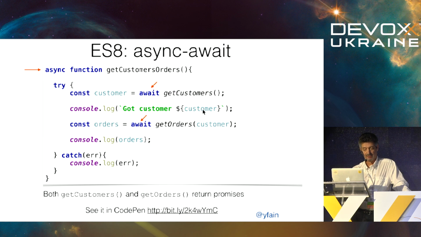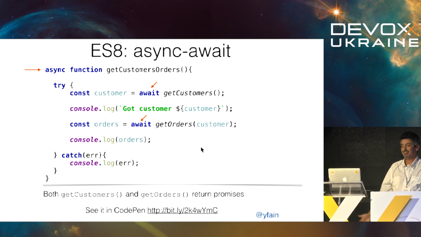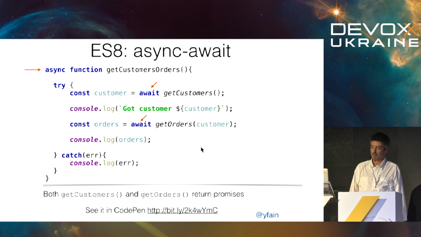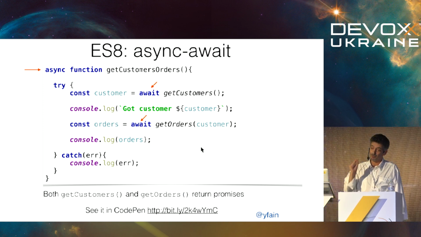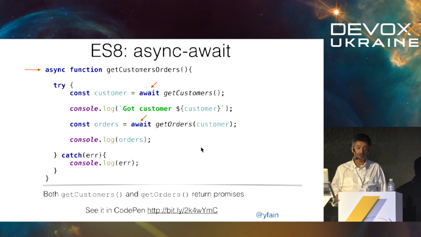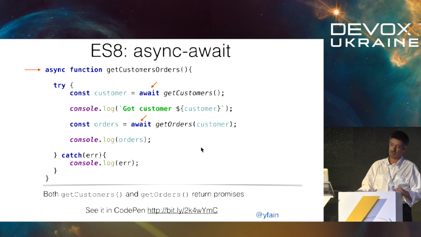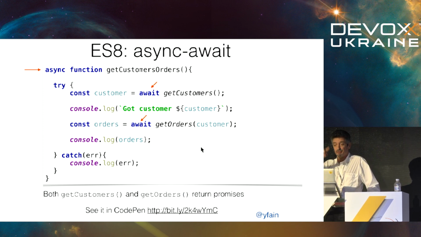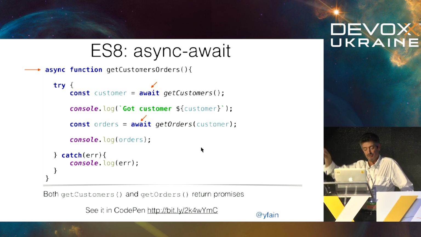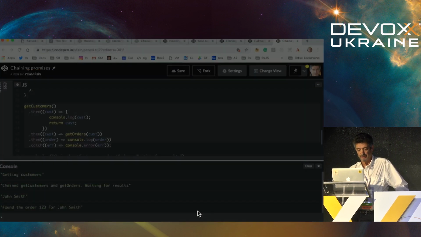I print what I got. And then again, the next function, getOrders. Again, I marked it with await. So the next line will not be executed until the code completes. So as you can see, this code looks like a simple synchronous code, but it is asynchronous. And moreover, what is important, it's not blocking the caller. It does not block it because of that event loop that I explained before and that message queue that is supported under the hood.